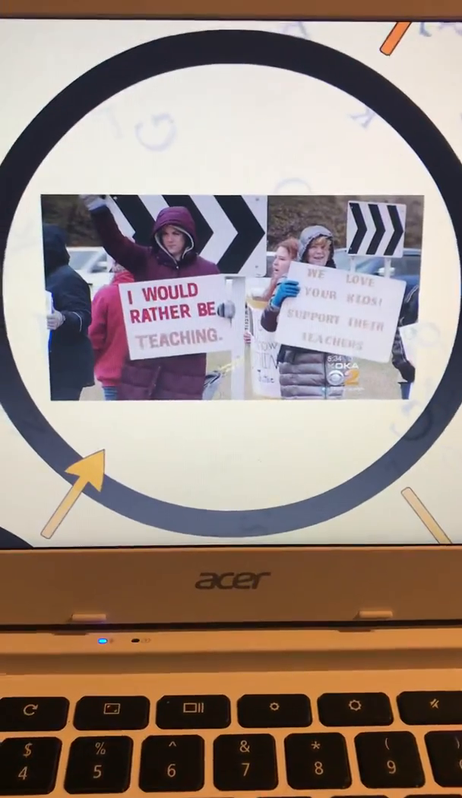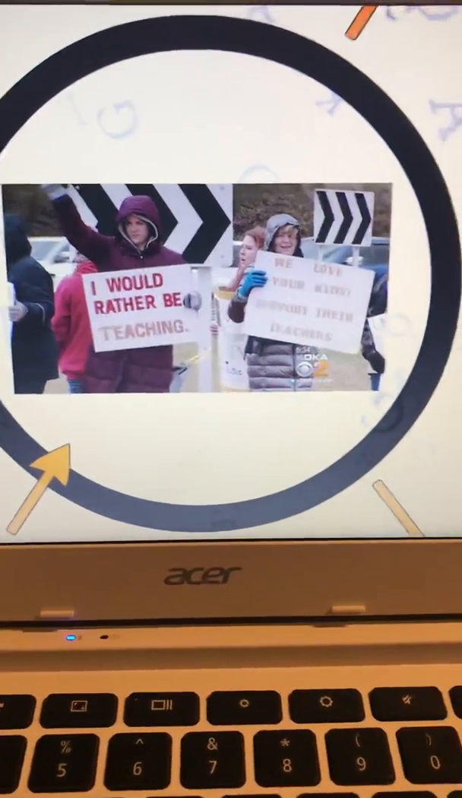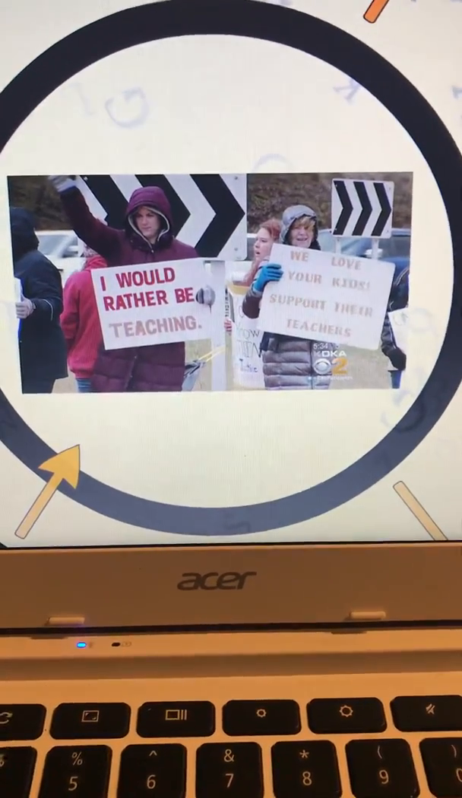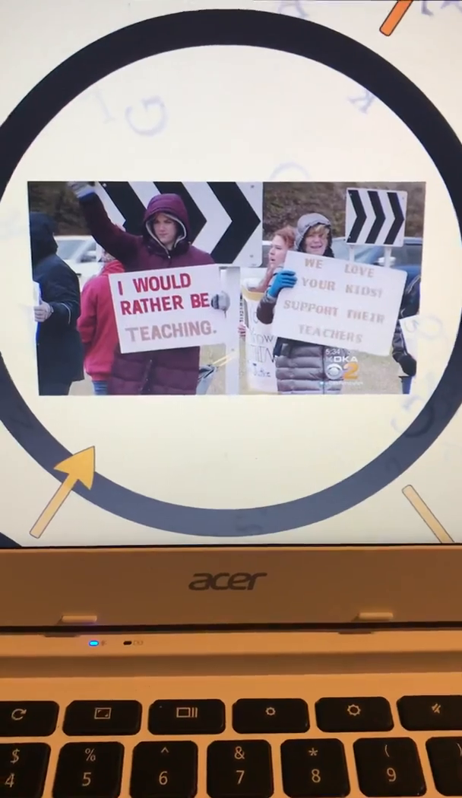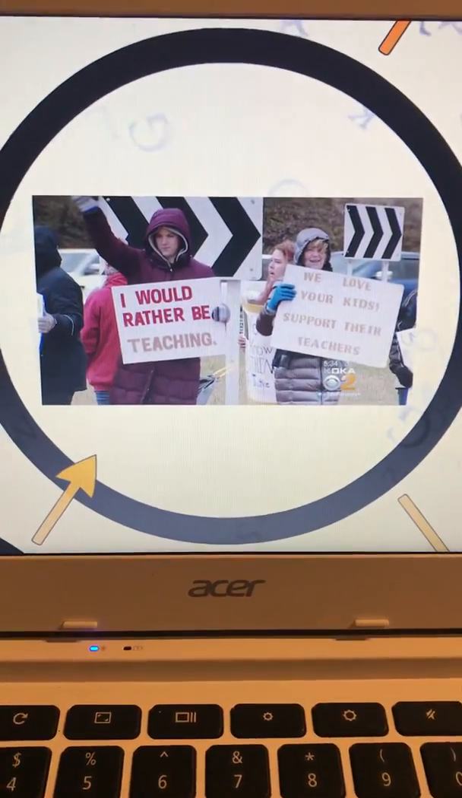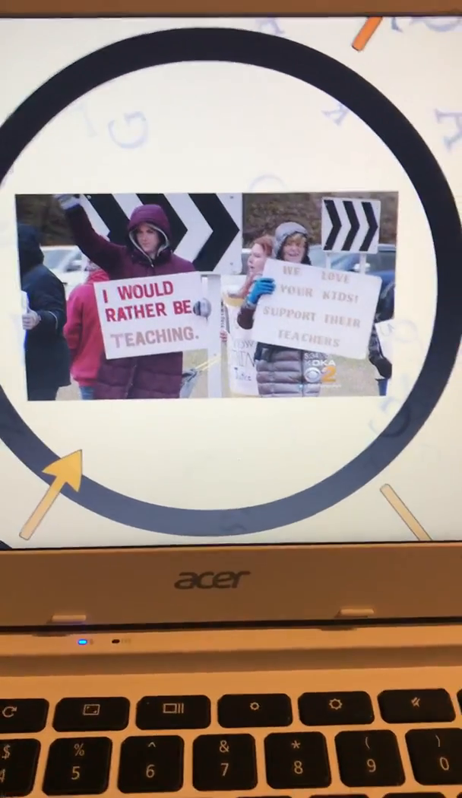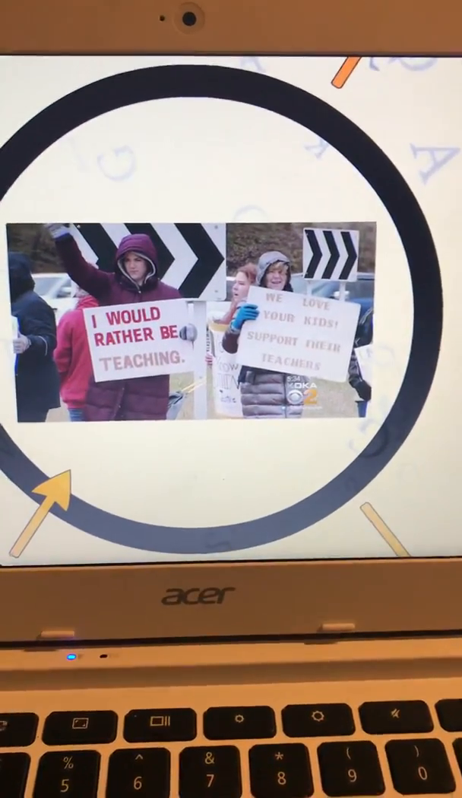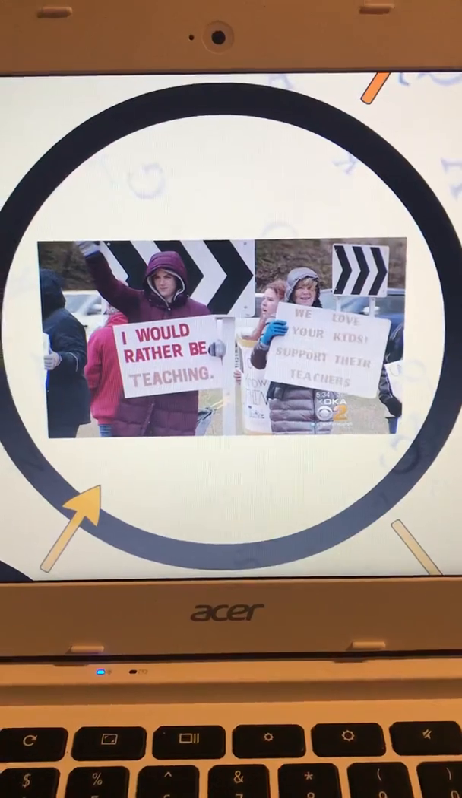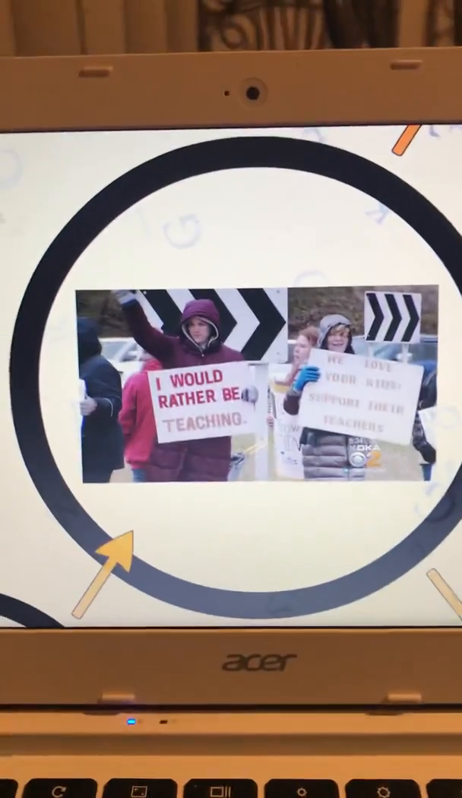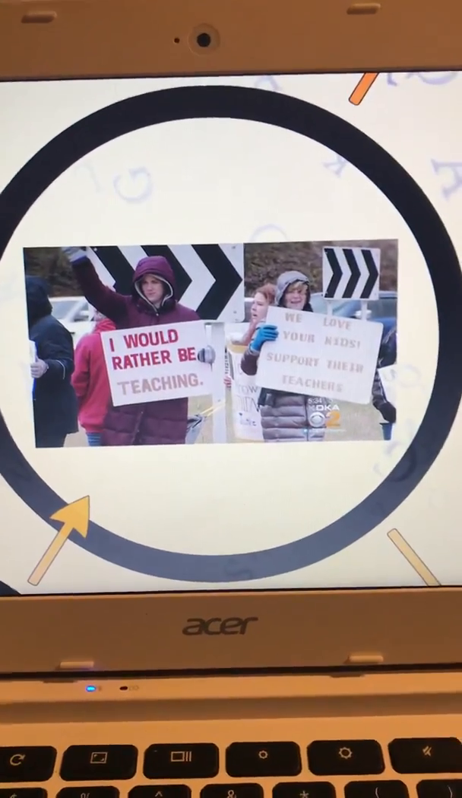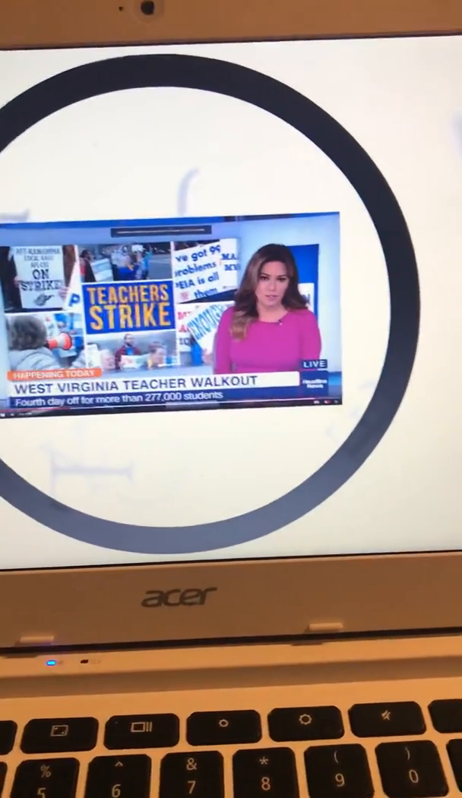Another thing is verbal communication. I feel like these two signs speak volumes: "I would rather be teaching," and "We love your kids and we so support their teachers." A lot of teachers were telling the parents, verbally, letting them know that this was the easiest way they could do it, and that they would rather be teaching their children because that's what they love to do and that's what they had chosen to do.